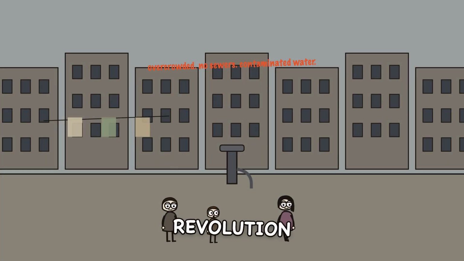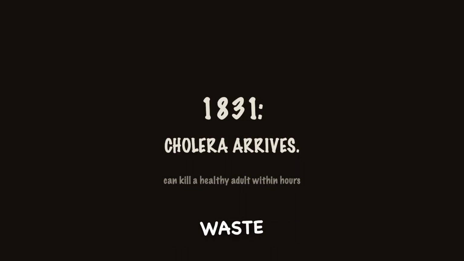The Industrial Revolution dragged millions of people from the countryside into rapidly growing cities, and those cities were, in exam terms, a public health catastrophe. Overcrowded slum housing, no sewage systems, drinking water routinely contaminated by human waste, streets that simply were not designed for the numbers of people now crammed into them.